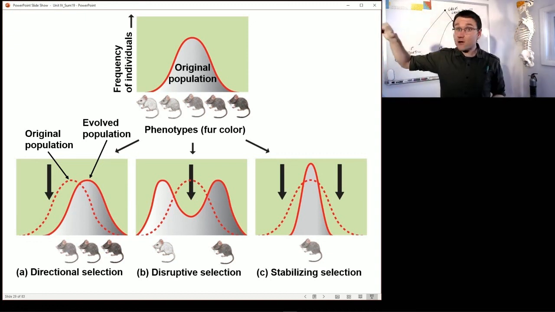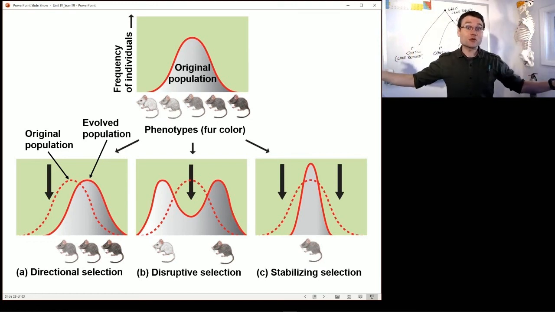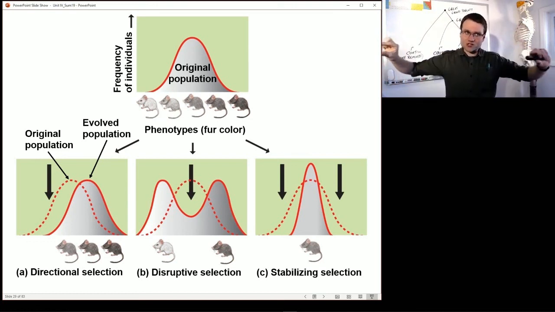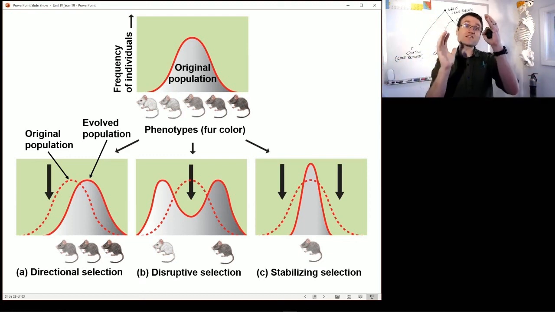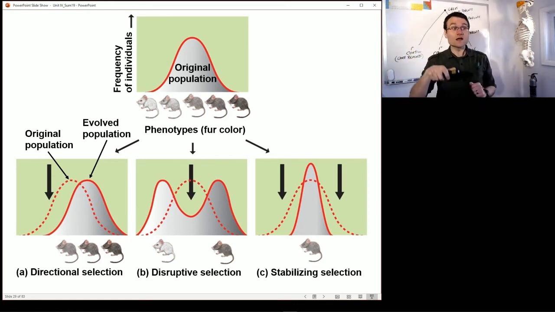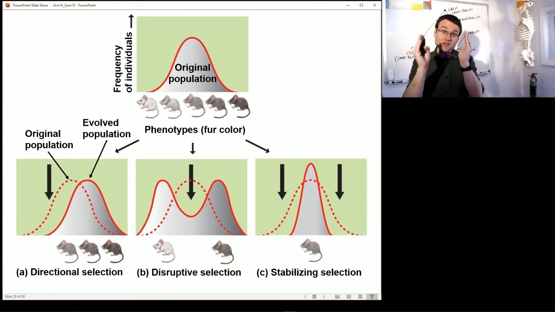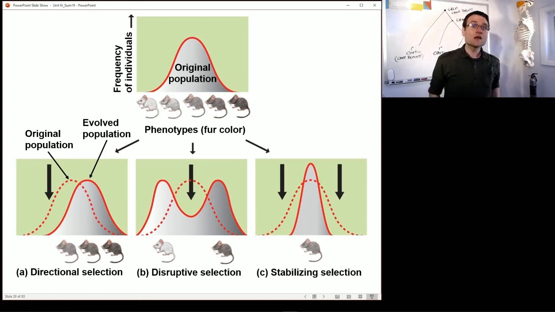So the very, very dark colored mice and the very, very light colored mice, those are our extreme phenotypes. They're relatively rare in the population. They're at the wide ends of this population curve. Most of the mice are somewhere in the middle. The biggest amount of population is in the center of this curve. That's why this bell-shaped curve has a big bump in the center there, because most of them have a kind of gray phenotype.